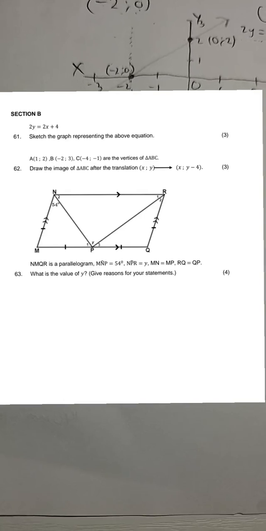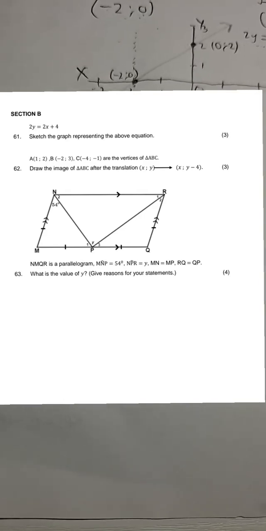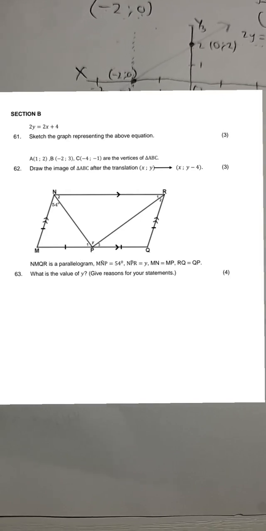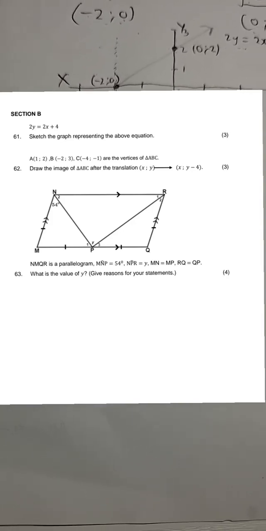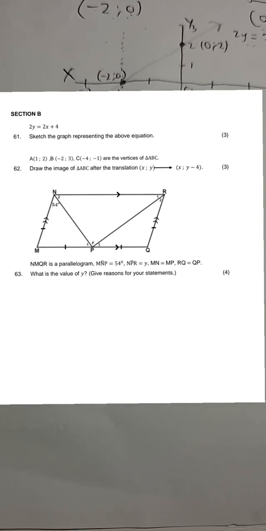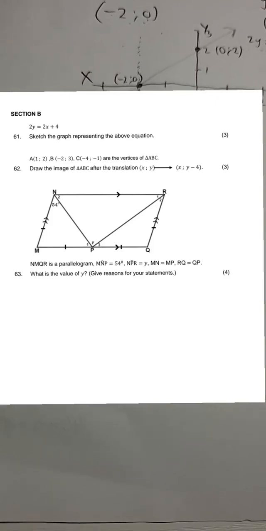A is 1 and 2, B is -2 and 3, C is -4 and -1, and we are told those are the vertices of triangle ABC. Now they are saying, draw the image of triangle ABC after the translation (x, y) transforms to (x, y minus 4), meaning x stays the same, whereas y, we subtract 4. So if we are subtracting 4 from y, it means that y always has to do with vertical translation.